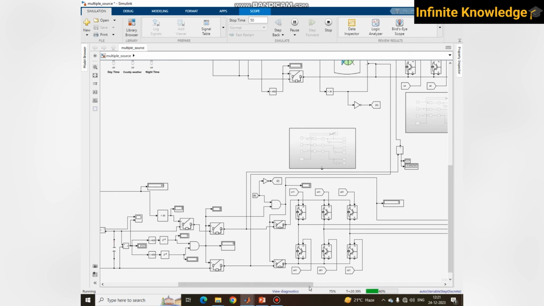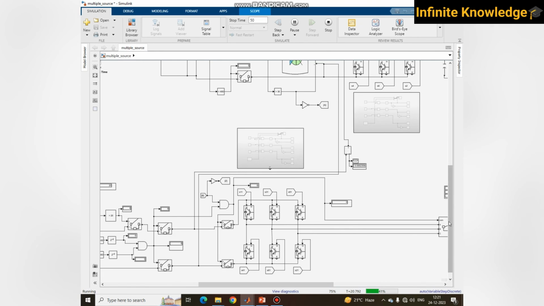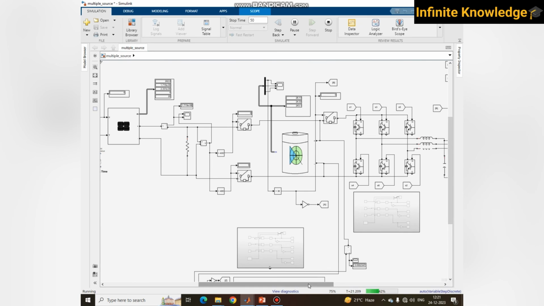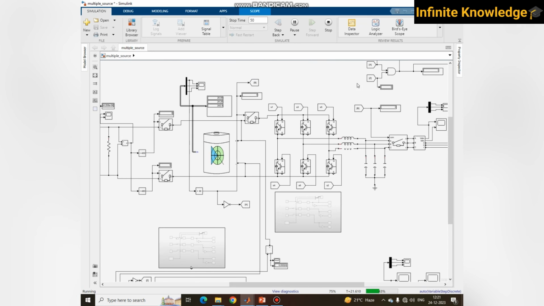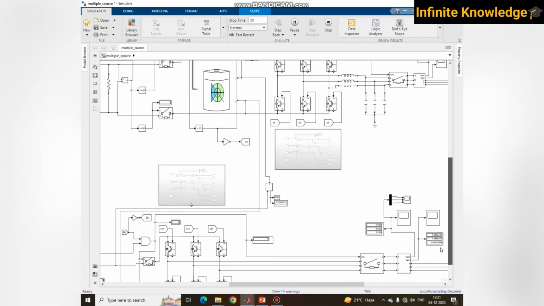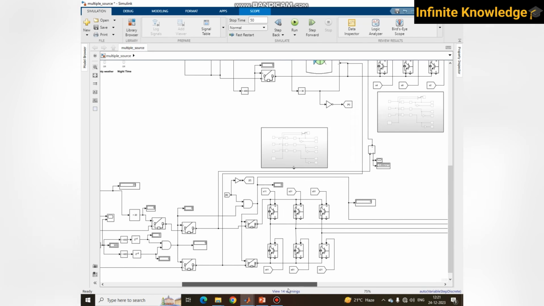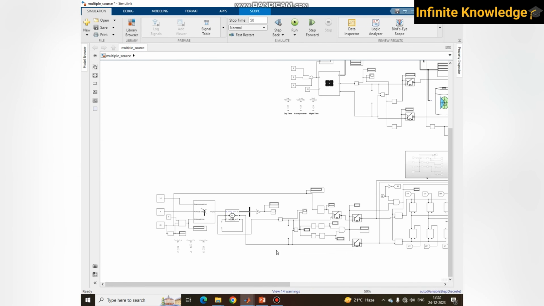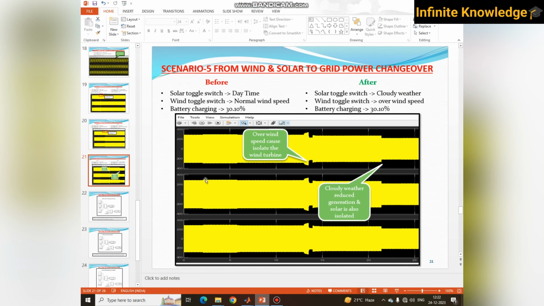Okay, so this is how you finally change over to grid whenever any abnormalities occur, for both over wind speed condition as well as low wind speed condition. So this is how the simulation works. I think I have covered all the scenarios, all the 5 scenarios we have completed very crystal clear. So now we are going further.